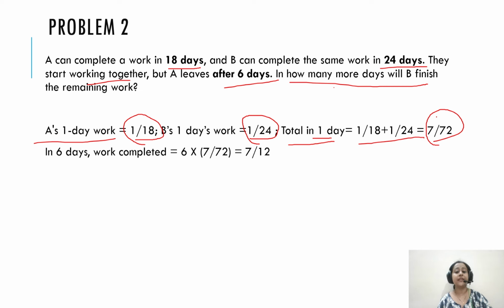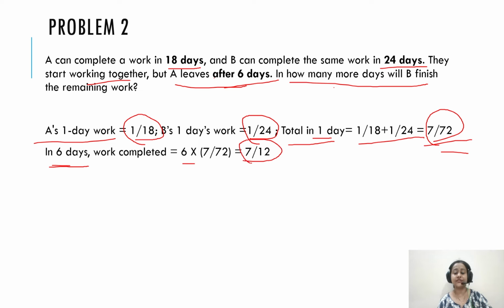Next step is, since after 6 days A left, A and B both work together for the first 6 days, then A left. So how much will they complete in 6 days? If they can complete 7 by 72 of the total work in 1 day, how much can they complete in 6 days? So obviously 6 into 7 by 72, so 6 into this fraction, right? And it will give you 7 by 12.